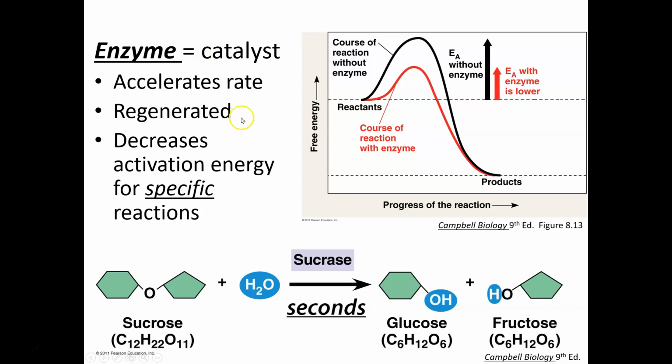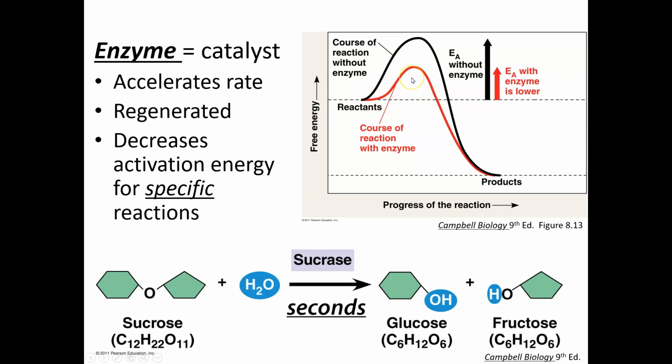And the way they actually function is they lower the activation energy for a specific reaction. So this black line follows the energy needed to reach transition state and then go back down to products. Well, the red line shows the same reaction, but this time with an enzyme that reduces the activation energy. So you can see that it's easier to do that.